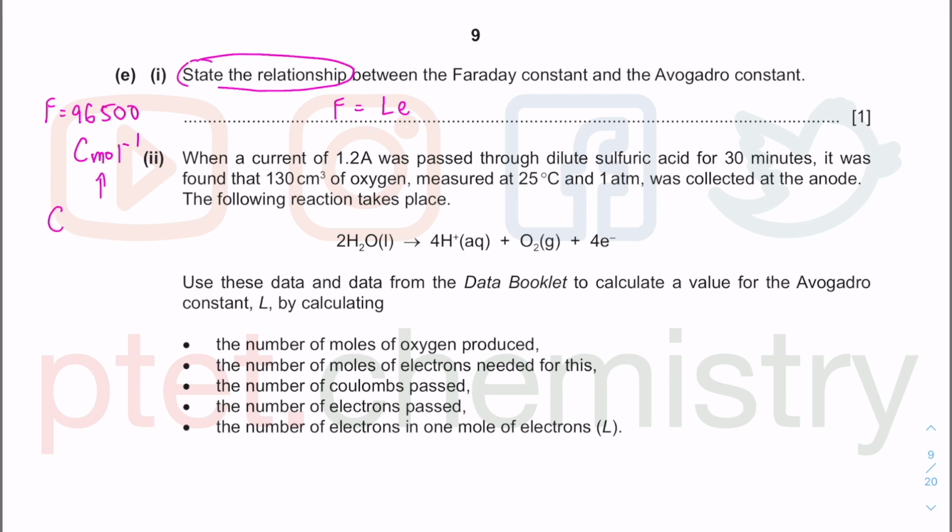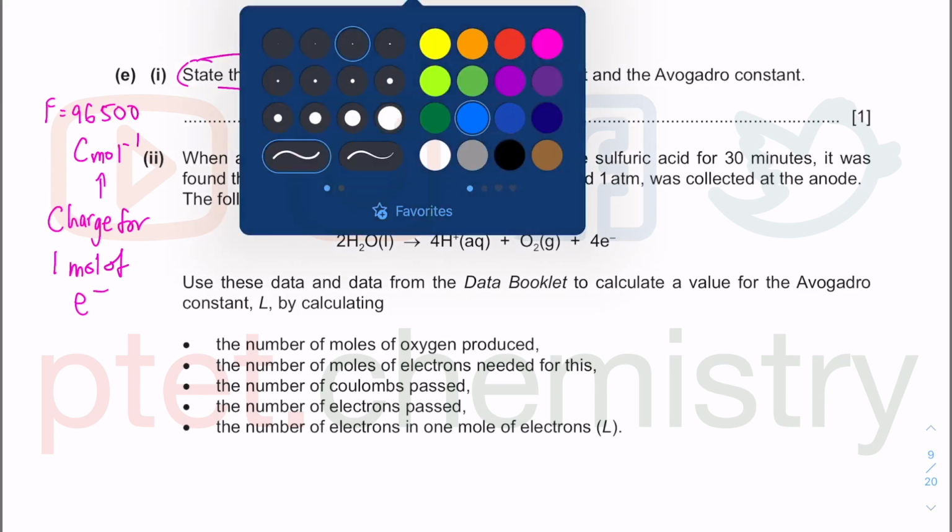This is the charge for 1 mole of electrons. If you have the charge for 1 electron, you multiply by 1 mole of electrons, you're going to get the charge for 1 mole of electrons. That's basically what it means there.